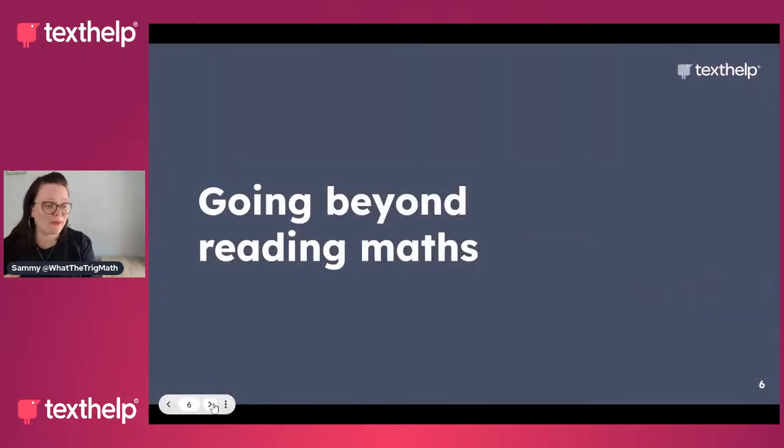But here at TextHelp, we're going beyond the reading of maths. The reading of maths takes it so far. We want to go beyond that, and we want to support students in accessing maths in ways that previously they have been unable to engage with. So we offer multiple means of input, multiple ways of expressing the maths, and we'll show you a few quick wins as we go through.